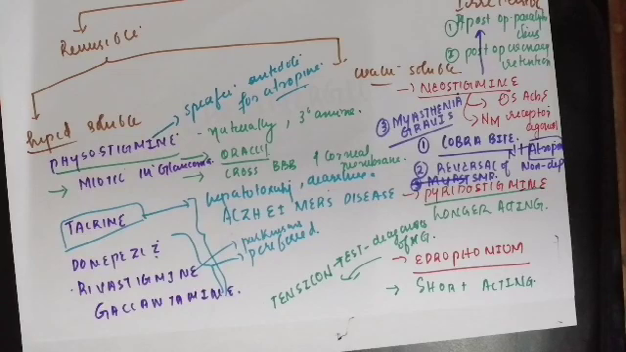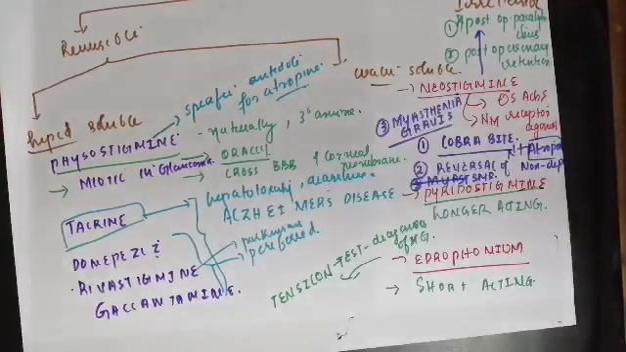edrophonium into the patient. If the weakness is due to myasthenia gravis, by the injection of this drug the condition of the patient will improve. That is, the skeletal muscle activity will improve with the injection of this drug if the patient is suffering from myasthenia gravis. If the patient is not suffering from myasthenia gravis, but is suffering from cholinergic crisis, the injection of this drug will worsen the condition of the patient.